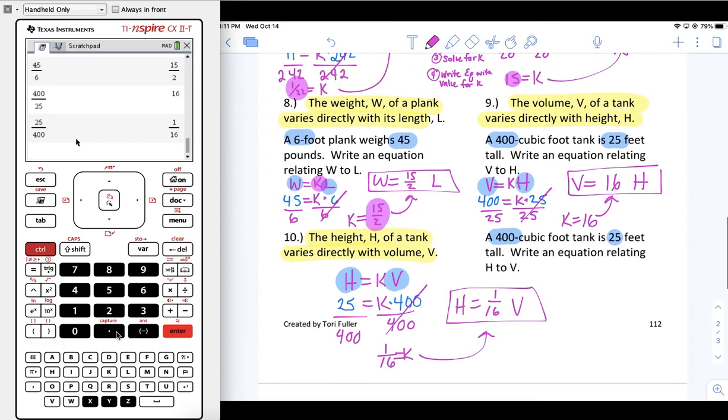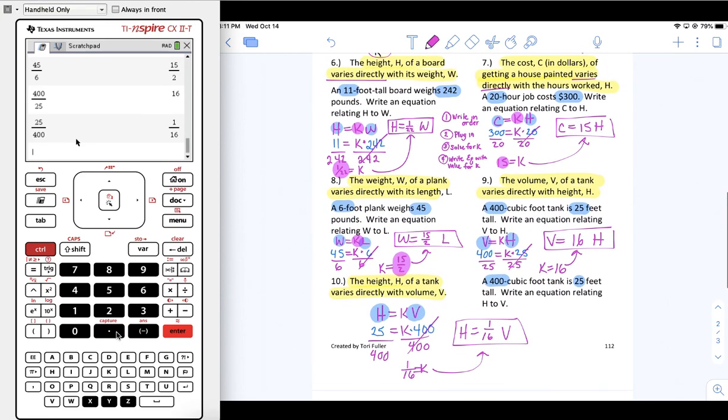All right, let me zoom this page out. If you missed anything on the screen, please go ahead and write it down. Otherwise, we are done with the notes.